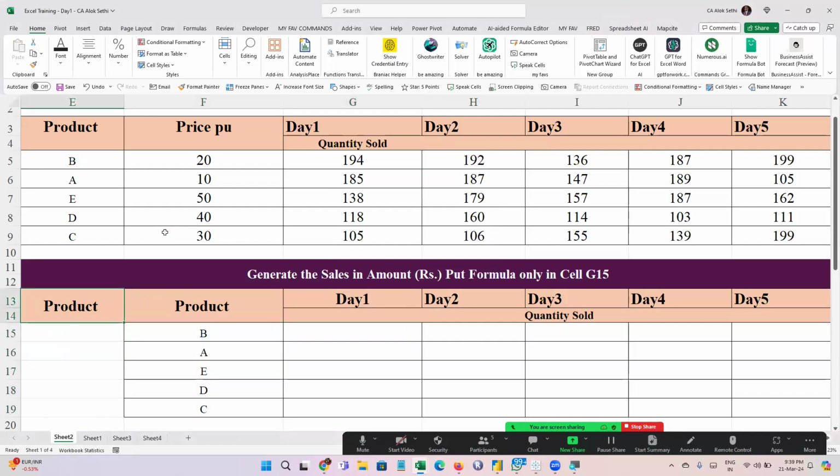Yeah, so we have the product name over here, and based on the product name, I want to find out the sales for each day. The data is available on the top. So what should I do? I'll take the price from here. This is F5, the price, and multiply by the quantity for day one. What I'm getting is right. 380. Is it right, everyone?